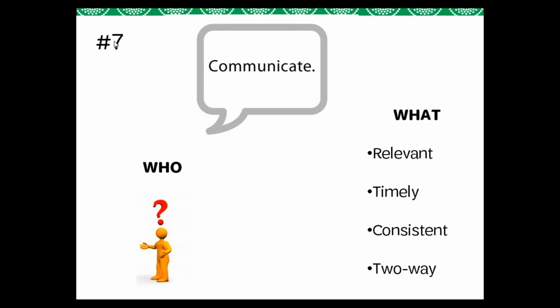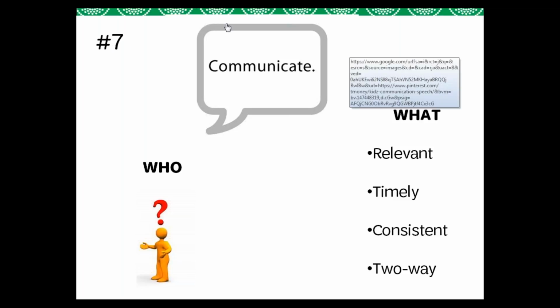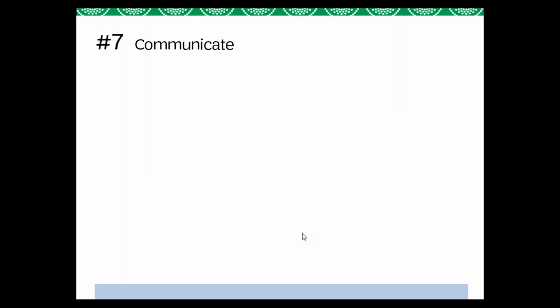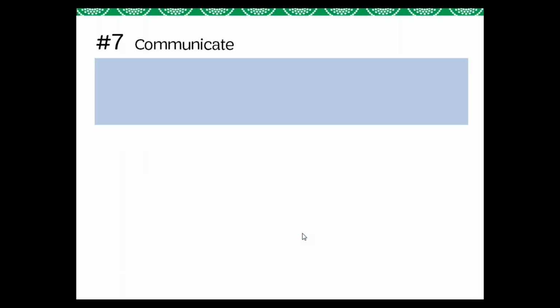All right. So step number 7 to engage parents is communication. We talked about who needs to be doing the communicating, what we're going to be communicating. Very important is how we communicate. So there's a lot of things that go to this. I'm just going to put a couple of tips in here.